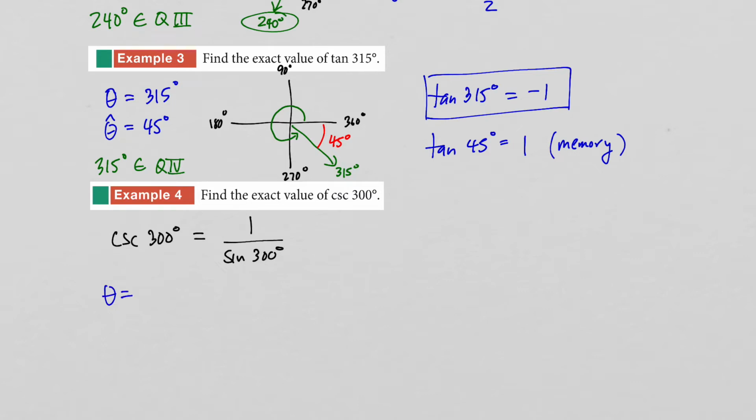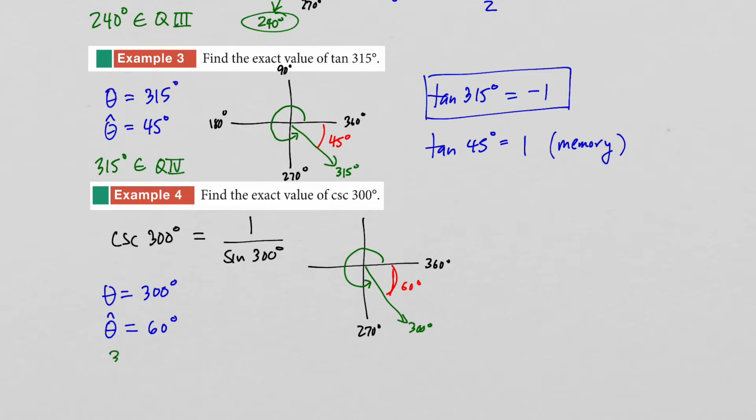The angle that we have is 300 degrees. So the first thing we need to do is find the reference angle. We know that this is 270 and this is 360. So the reference angle at 300, which looks like this, is going to be 60 degrees.